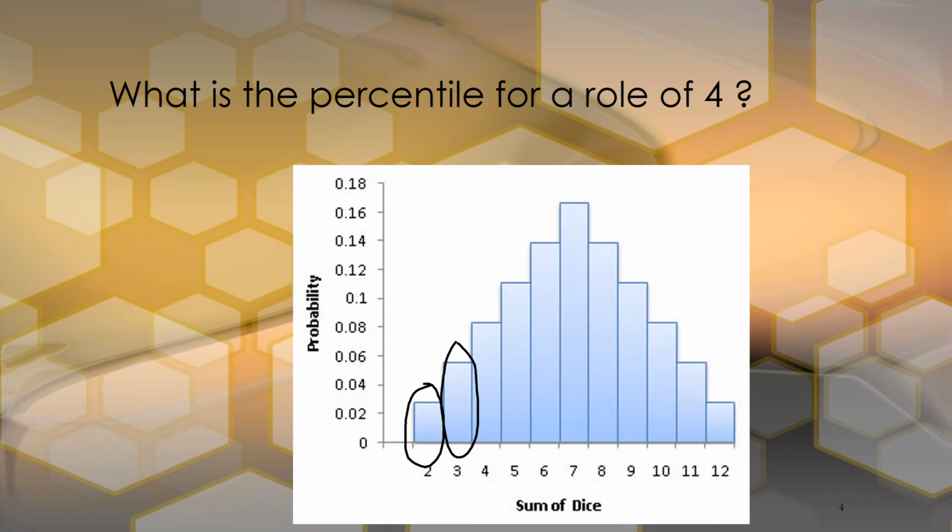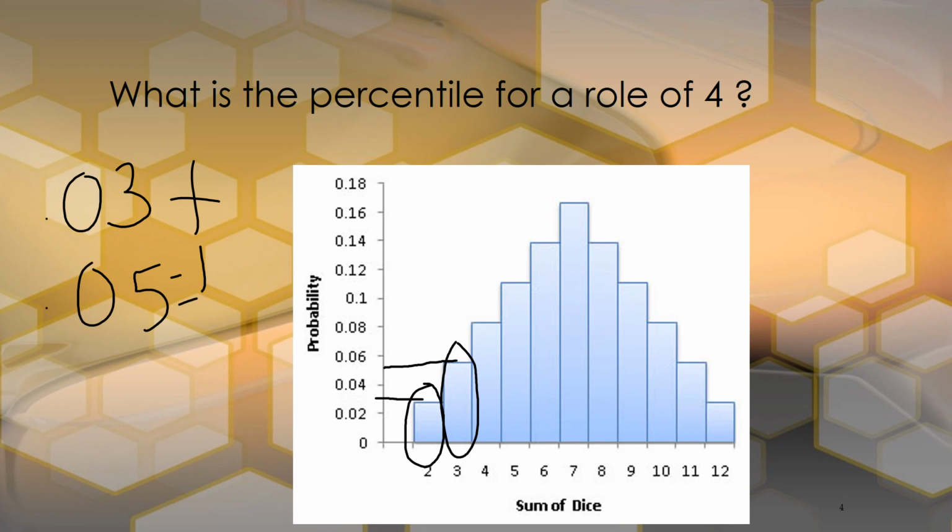So let's find the probabilities for each of those. If we look here, 2 is at about 0.03. And then we're going to use the probability addition rule and add the probability of rolling 2 dice that equal 3. And that's about 0.05, maybe not exactly. If we add those two together, you'll get 0.08. Okay, so the percentile for a roll of 4 is 0.08, or 8%.